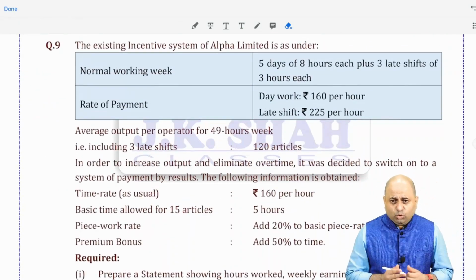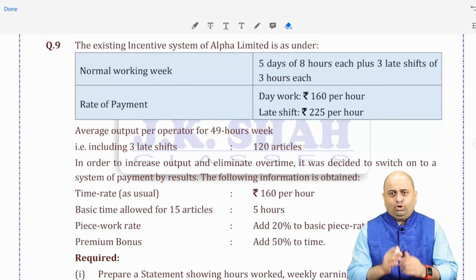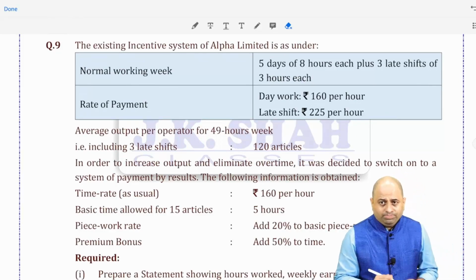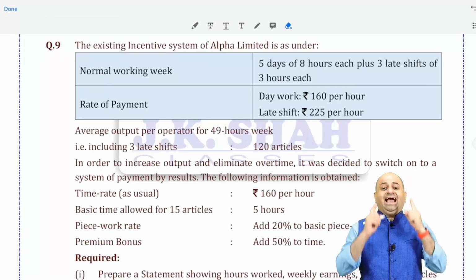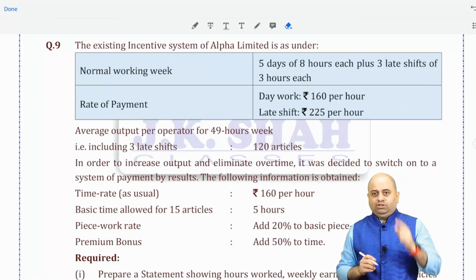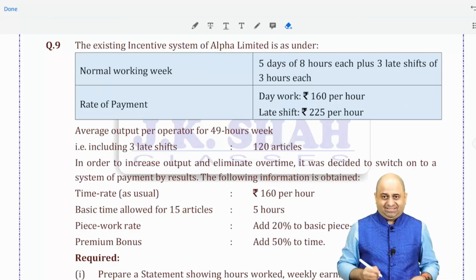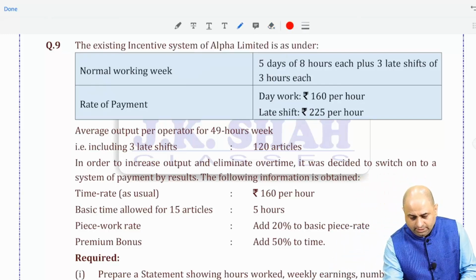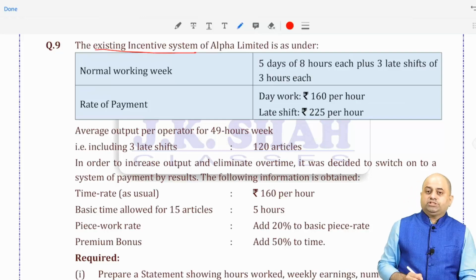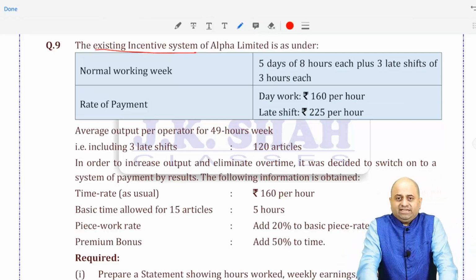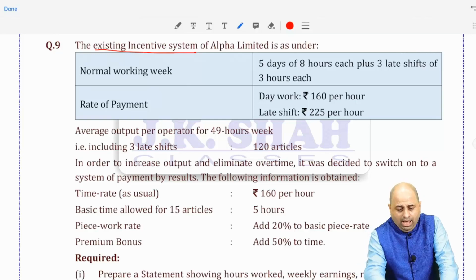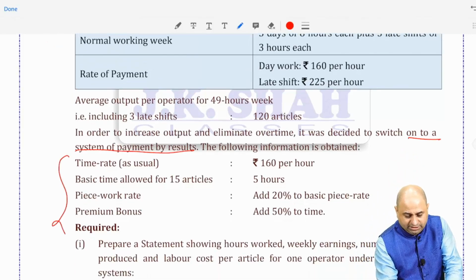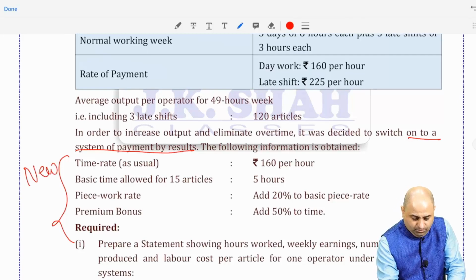Very easy question as such, to be very honest to you. Nothing greatly difficult in the calculations. But if you read the question properly, you should also know what they have asked. Pay attention. This is the existing incentive system, and furthermore they say, onto system of payment by results. This is the new system.